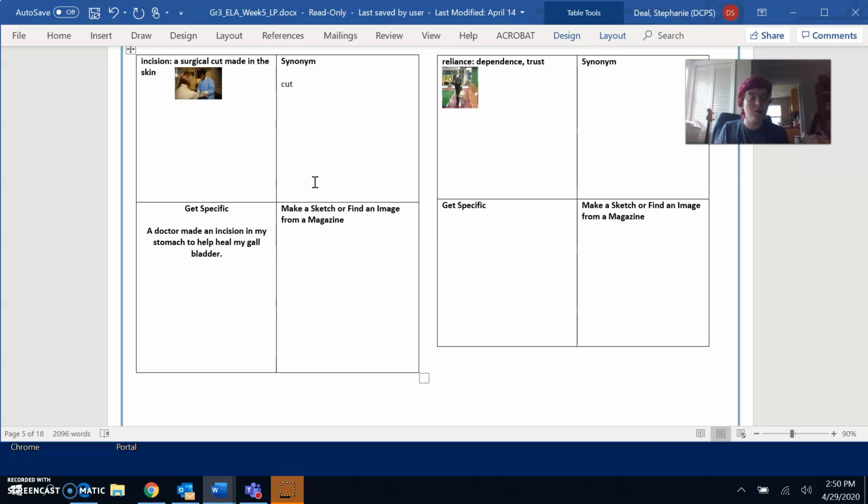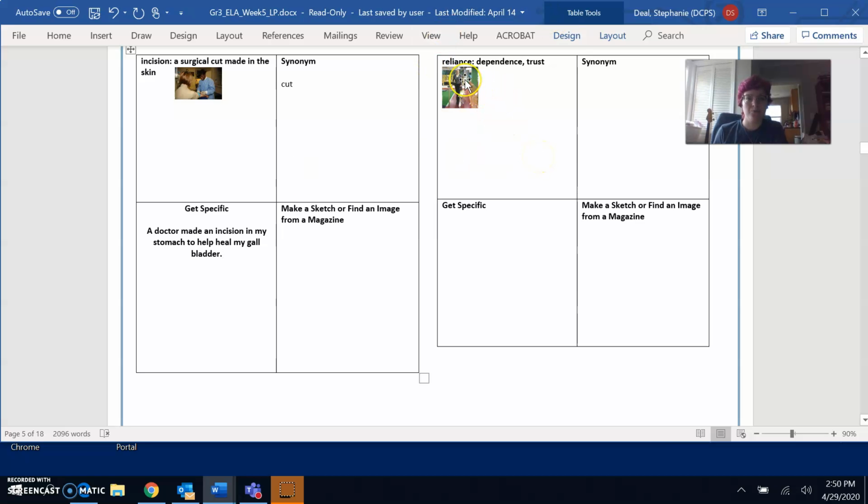Maybe you know an example of someone in your family who has had some type of surgery, or even if you don't, you can think of one that you saw on TV, or just write my example as yours. And then you can draw a picture to help you understand what incision means. If you need to pause, go ahead, and then we'll go on to our last word.